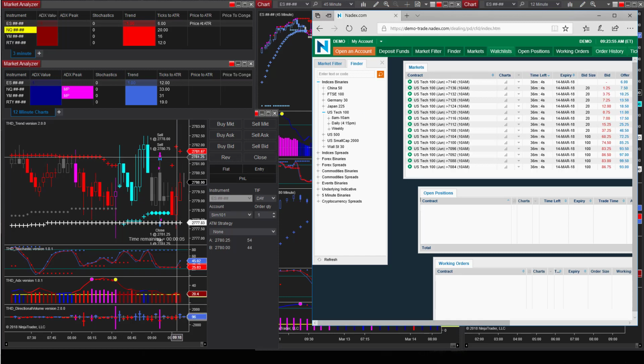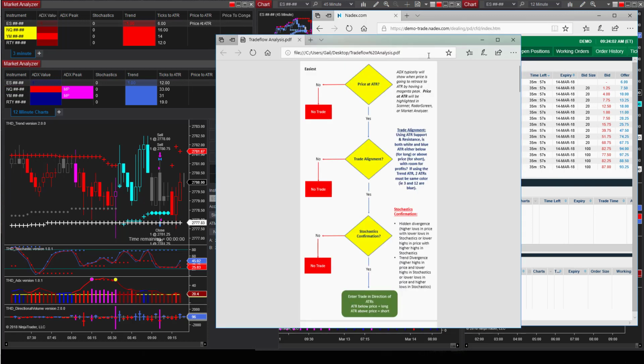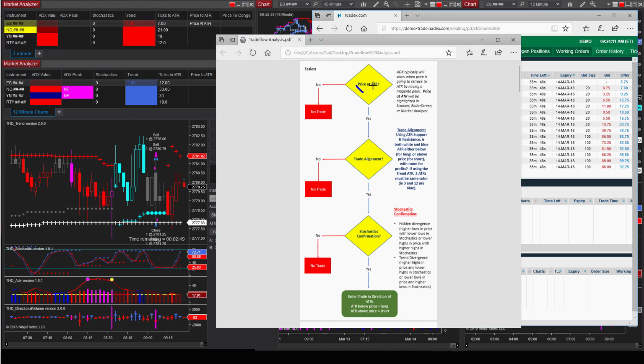And I can't do this one because it's against my trade flow. There is a trade flow that would allow me to enter, but I'm not using it in the room this morning. And price is at an ATR, so we can check that one off, okay? But this is the one that we cannot check off. We don't have trade alignment. You have an ATR up here and an ATR down here. They're split, so that tells me I cannot take a trade, okay? Does everybody understand that?